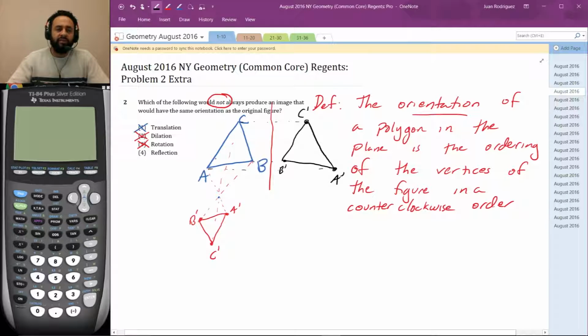The original ordering of these vertices in the counterclockwise direction was A, B, C. So in this figure, we start at A prime. Maybe we should add a second prime here. Then we start at A double prime, and counterclockwise we end up at C double prime and then B double prime, which is a different order than before. Whereas before we went A, B, C, now it's A, C, B. Different order, different orientation. This is a reverse orientation. So the reflection does not always produce an image that would have the same orientation as the original figure, and that's the answer.